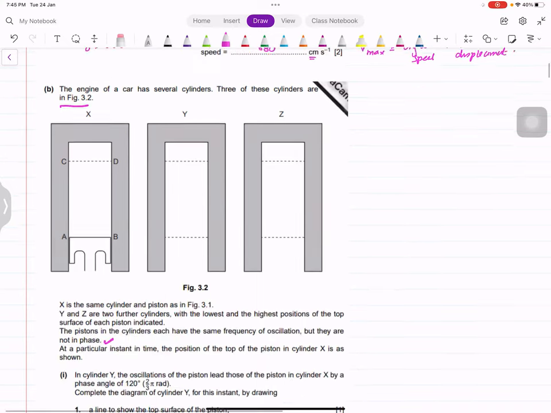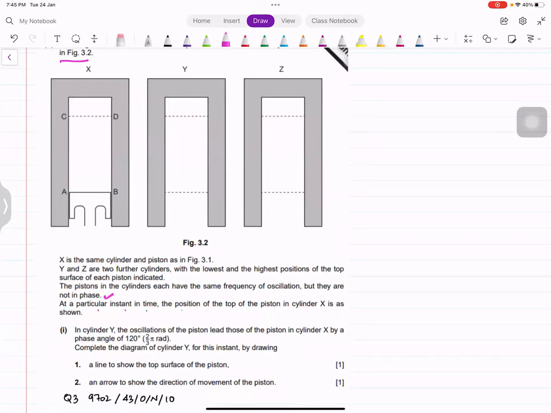All right. Now, it says at a particular instant in time, the position of the top of the piston in cylinder X is shown. In cylinder Y, the oscillation of the piston leads those of piston X by a phase angle of 120 degrees. Do you guys understand this? Then it says complete the diagram for cylinder Y for this instant by drawing a line to show the top surface of the piston. So we need to show where the top of the piston in Y is, which is 120 degrees ahead of this. Is that clear, everybody? Do you understand the question, at least? Sir, I still don't.